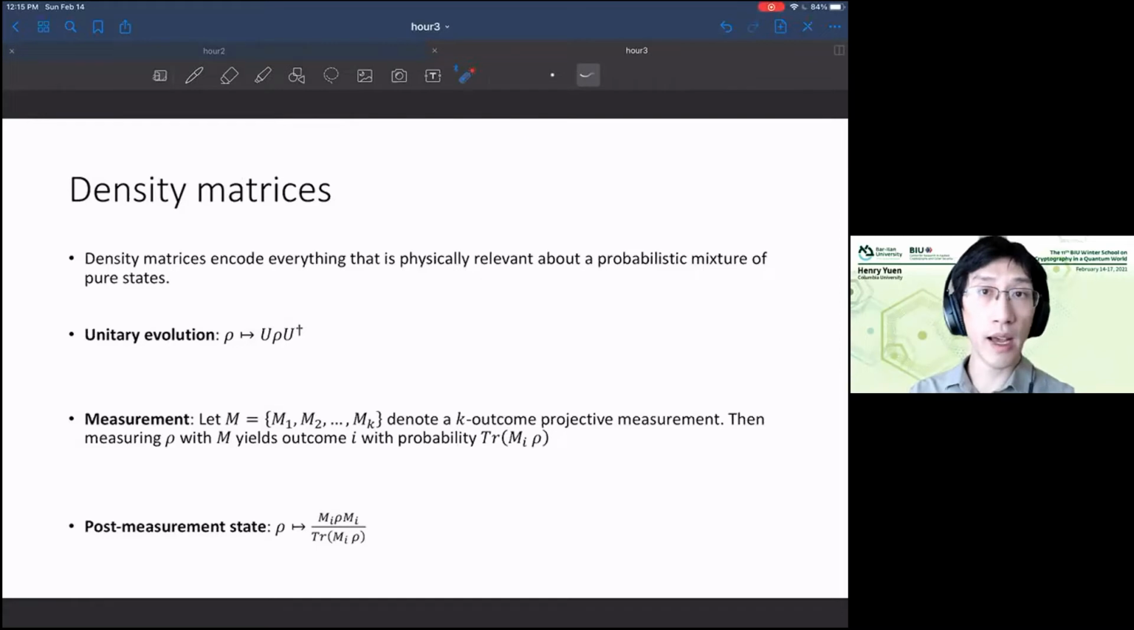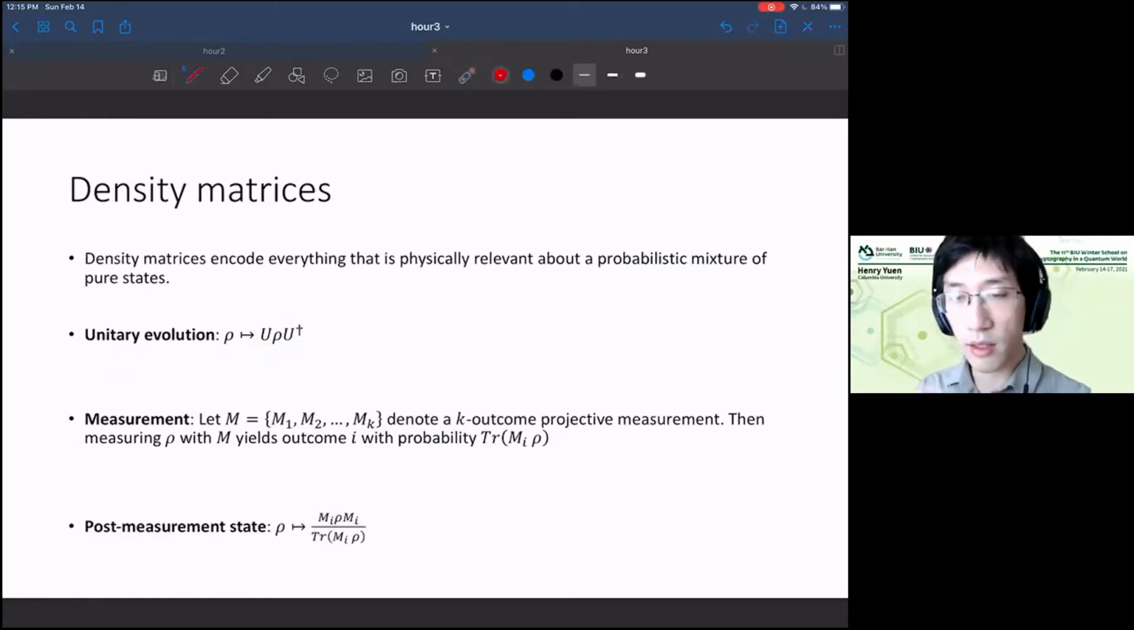Here are some rules about how we talk about these density matrices. We can talk about unitary evolution. So if you have a unitary acting on, let's say, a qubit that's in a mixed state, the way we update the description of the mixed state is we conjugate the density matrix by this unitary U, right? So we have to put it on both sides.